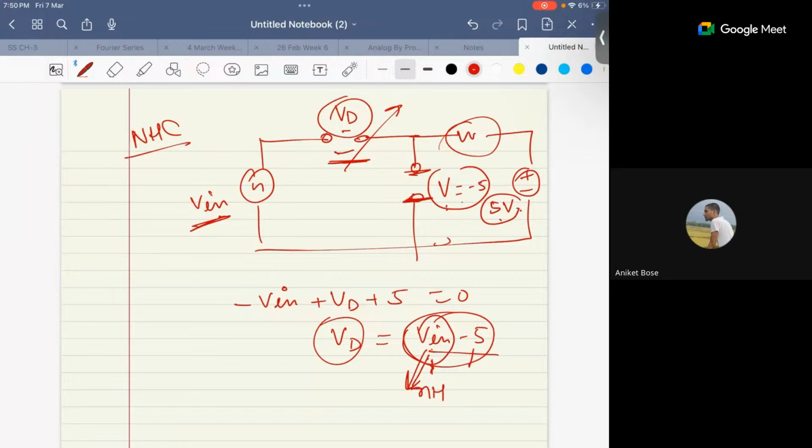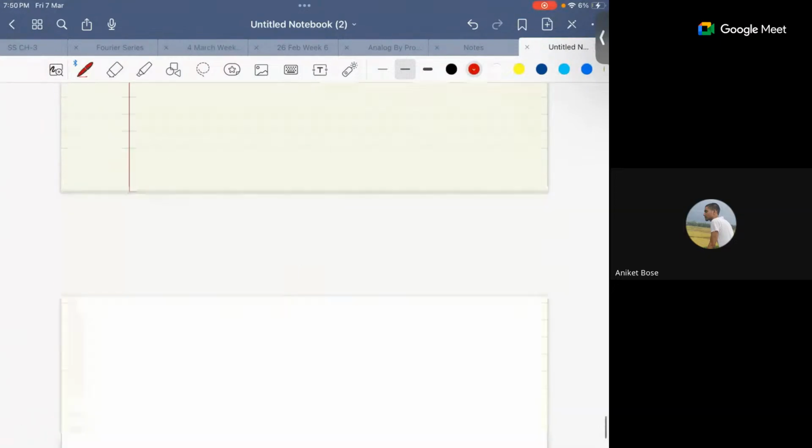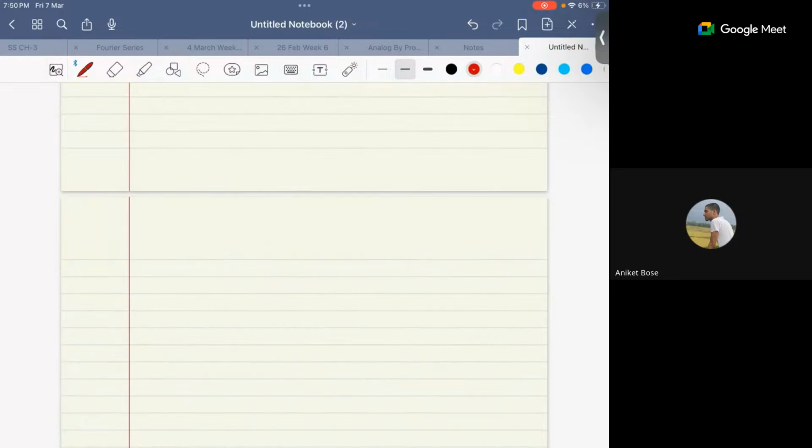Okay, let's move on from this. It just took a lot of time. Sir, can I share my screen if you can tell me whether the equations are correct or not? Yeah, you can share it.